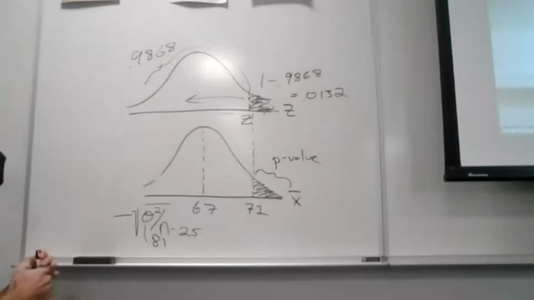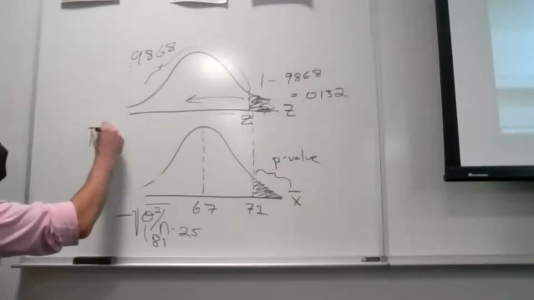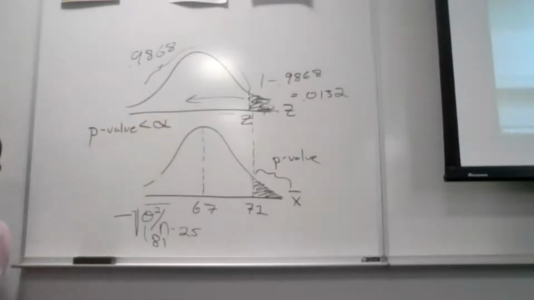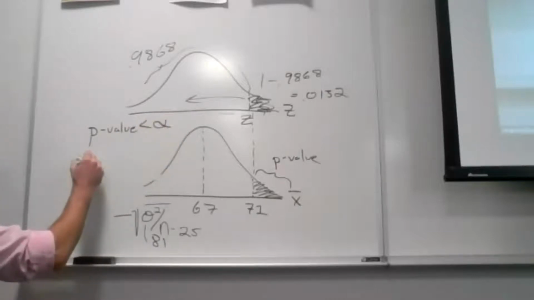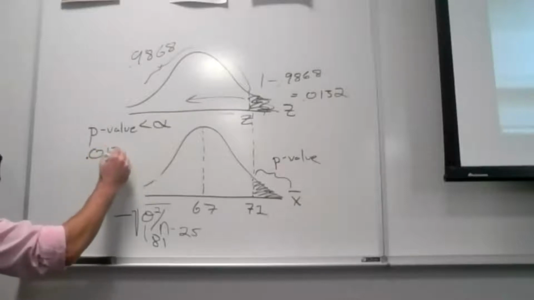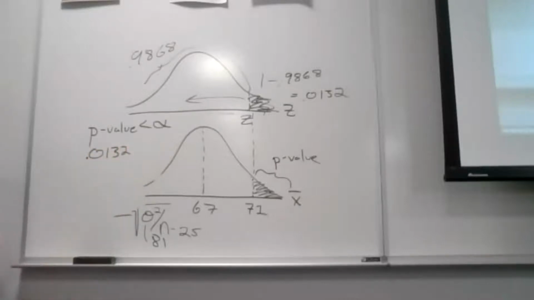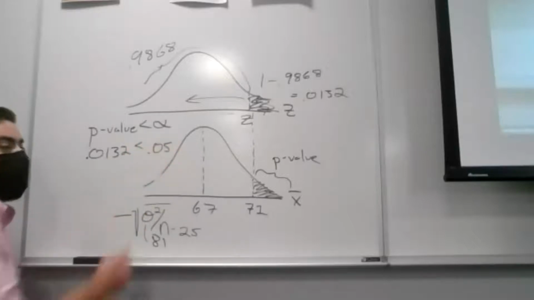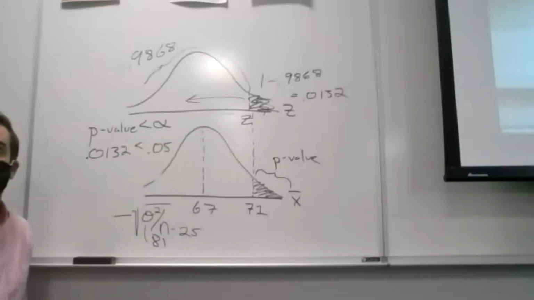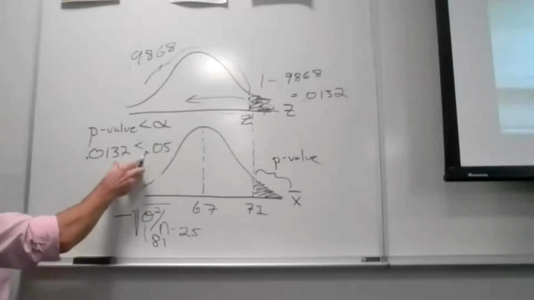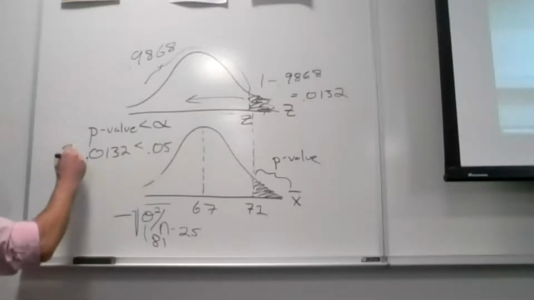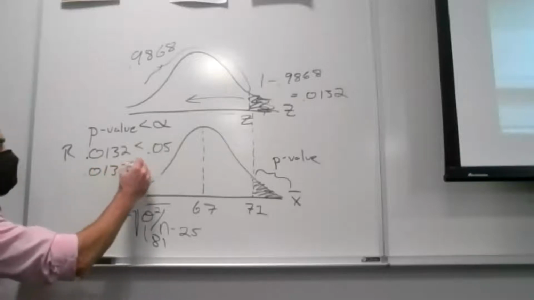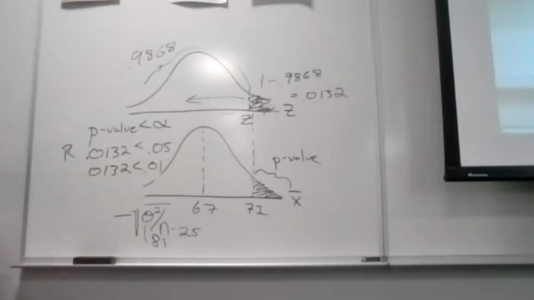So our rejection decision is if the p-value is less than alpha. If I have a p-value of 0.0132, can I reject at the 5% significance level, or an alpha of 0.05? Well, yeah, it's less than 0.05, so I reject. Could I reject at the 1% significance level?